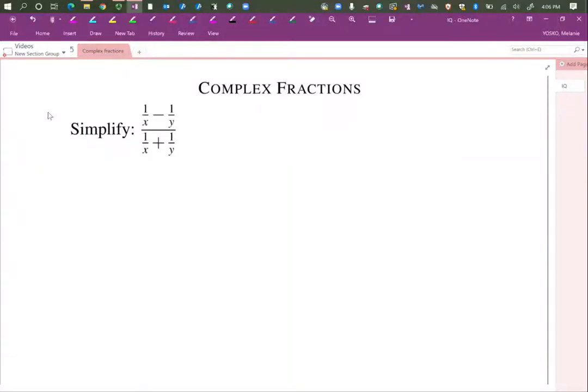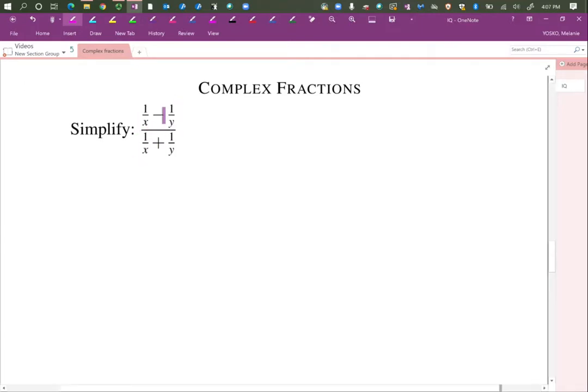Let's do some more complex fractions. Here's an example. Simplify 1 over x minus 1 over y, divided by 1 over x plus 1 over y. If I tell you to simplify, there's actually two ways to do this. We'll talk about the other way in a different video. But I want to point out one thing first.